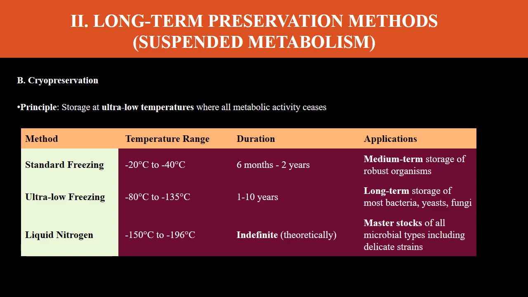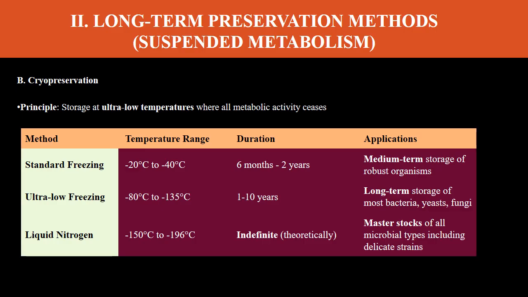And the second is ultra low freezing. It has a temperature range of minus 80 degrees Celsius to minus 135 degrees Celsius, and its duration is 1 to 10 years, and it is applied in long-term storage of most bacteria, yeast and fungi.